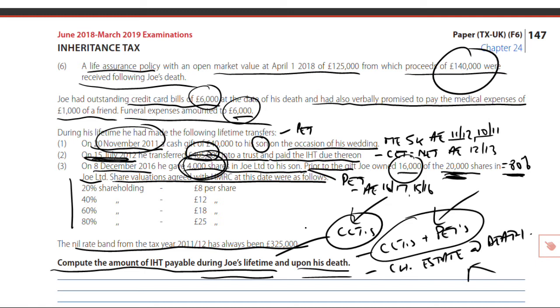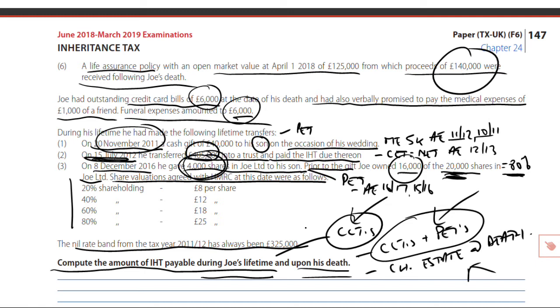For the first PET and the CLT, the numbers are given, of course, at 40,000 and 405 respectively. We've already stated what exemptions are available against each of those transfers. You formalise that and put that into your working to establish the chargeable transfer figures, because we need those to then feed into the IHT computations required.